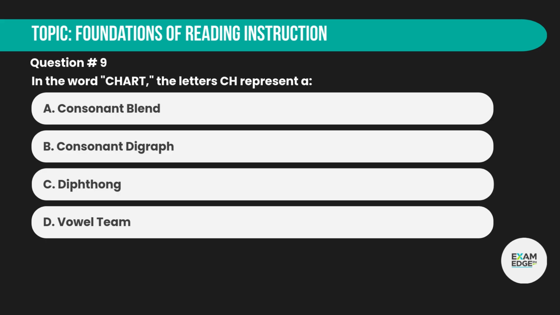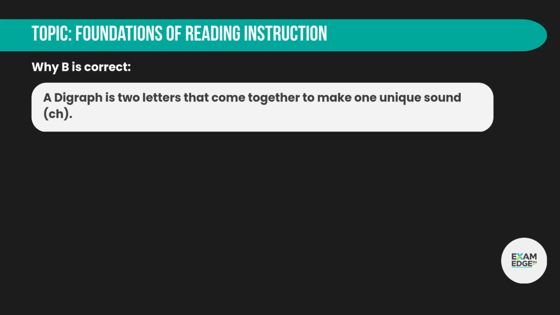Question number 9. In the word chart, the letters CH represent A. Consonant blend, B. Consonant digraph, C. Diphthong, D. Vowel team. Correct answer: B. Consonant digraph. Why B is correct? A digraph is two letters that come together to make one unique sound, CH.